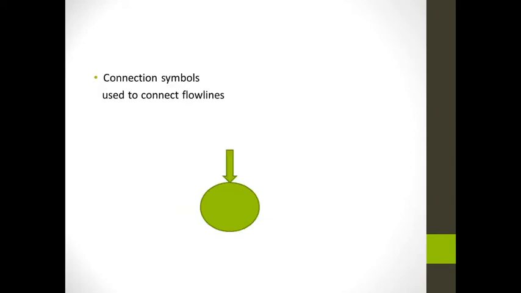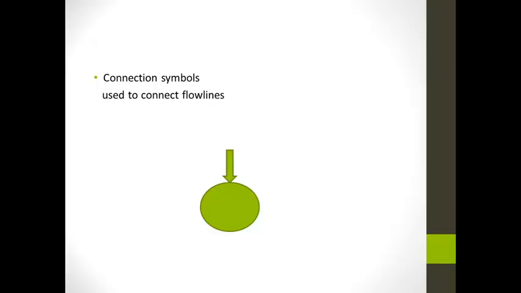Next one is connection symbols. This symbol shows the flow of any process. It connects different sub processes into a single process. Okay, these are the symbols we use in a flowchart.